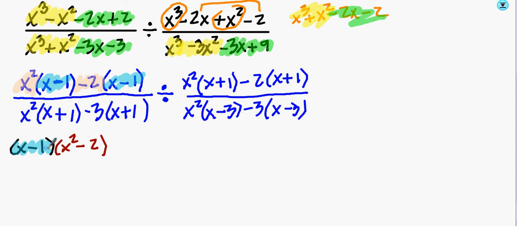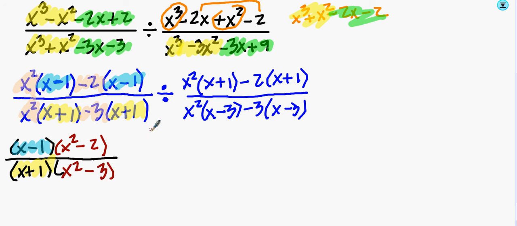In the bottom, we have also some things we can factor out. So let's make them yellow. We have x plus 1 that we can factor out. So x plus 1 goes here. Now what's left over when we factor that is x squared minus 3. You can write x squared minus 3. So far, so good. Divided by.